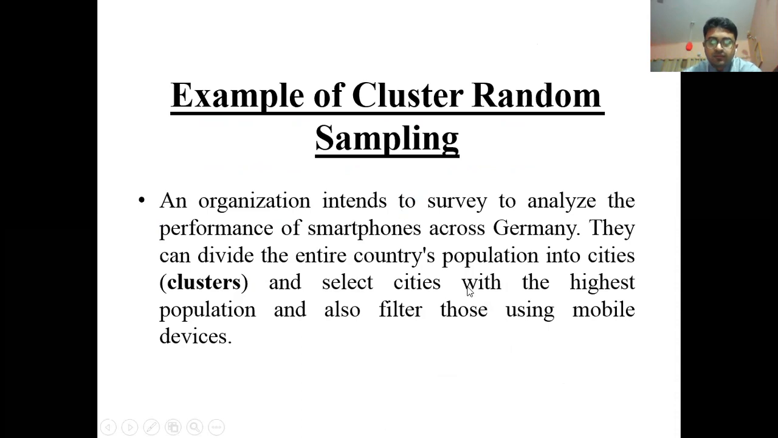Now, an example of cluster random sampling: an organization intends to survey and analyze the performance of smartphones across the country of Germany. They can divide the entire country's population into cities. Now the cities will be the clusters, and they select the cities with the highest population. If there are 10 cities, the researcher will choose the highest population cities and also filter those using mobile devices. So this is all about cluster sampling.